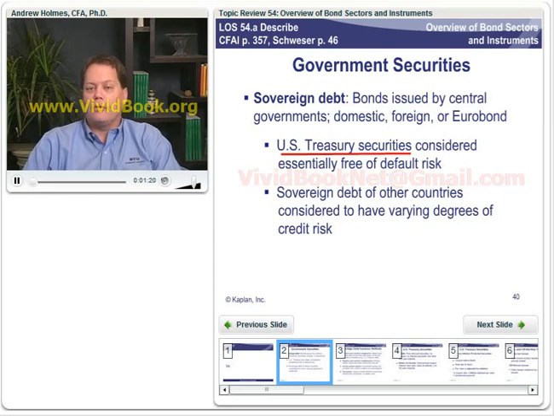All other sovereign borrowers are thought to have varying degrees of credit risk. I realize that with the U.S. government budget policies, people are starting to wonder about this. This isn't the place to speculate on it, so we just need to know what is in the curriculum. So what about sovereign debt issuance methods?